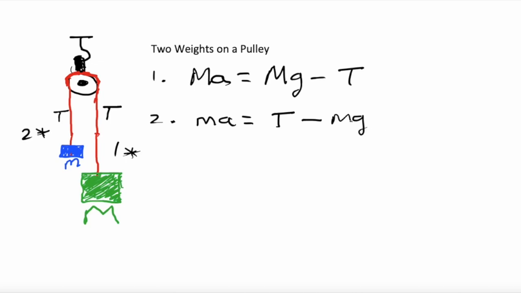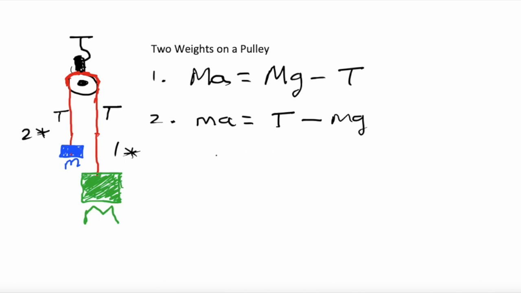So now you have these two equations, and if you have two unknowns, you can solve this. We certainly know gravity, and maybe you know one of the masses, and you could figure out the acceleration, or you know the acceleration, you can figure out tension. So how would I solve this system?